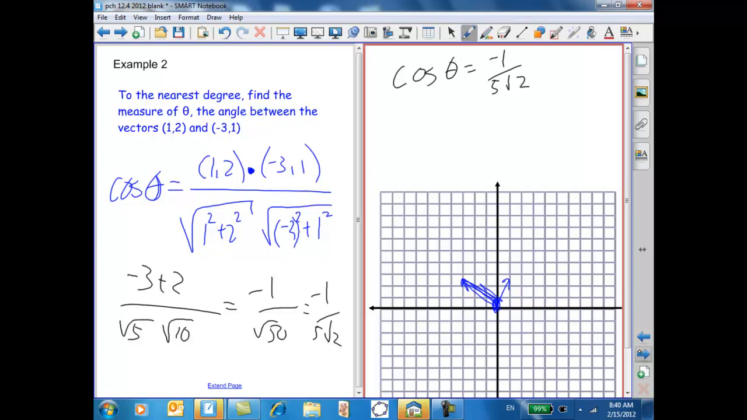So let's try it. Let's do the inverse cosine. Nice thing about cosine is it's going to tell us if it's going to be obtuse or acute. We don't have that ambiguity. Since the cosine's negative, it's definitely going to be obtuse. And what do you come up with, kids?